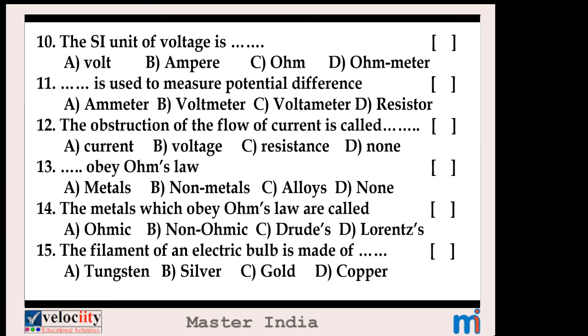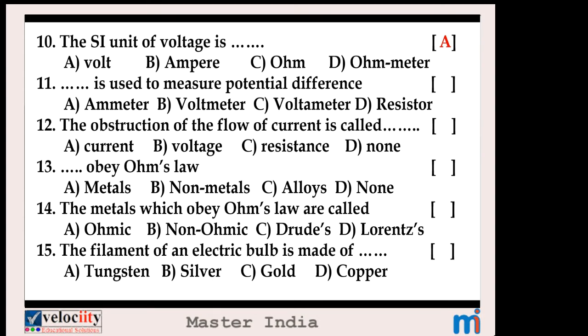10th one, the SI unit of voltage is A, volt. B, ampere. C, ohm. D, ohm meter. Correct answer is option A, volt. The SI unit of voltage is volt.